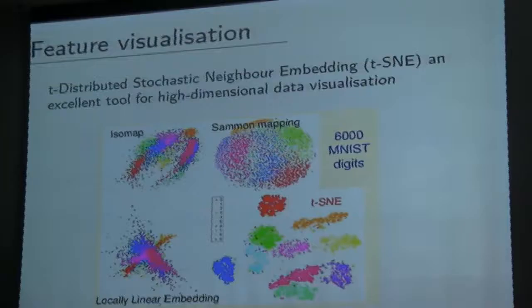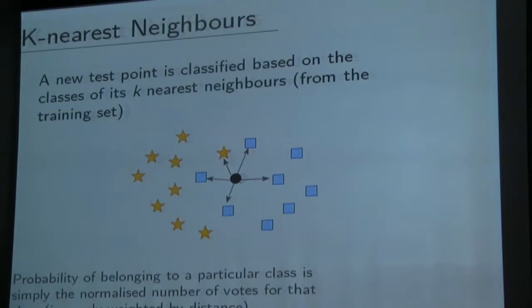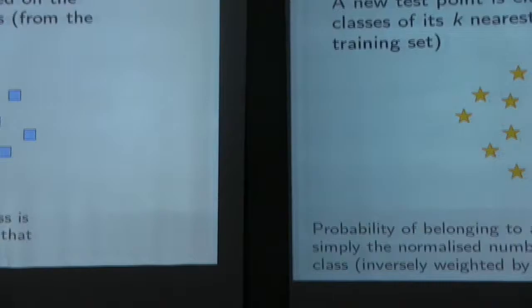So I'm going to give two examples. I'm going to talk about k-nearest neighbors and artificial neural networks. K-nearest neighbors you might have heard of. It's a very standard clustering algorithm, and it's very simple. It's one of the simplest algorithms you can do. Say I've got two classes, stars and squares. This is in some feature space, and now I have a new object that I want to classify. That's the black dot. The simplest form of k-nearest neighbors just says, find the k-nearest neighbors, say 5, do a majority vote, and that's the class it belongs to.